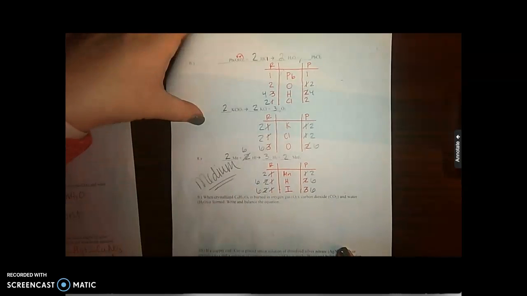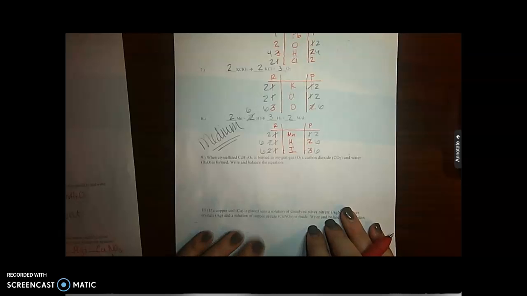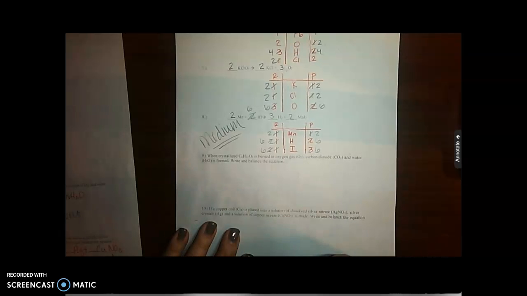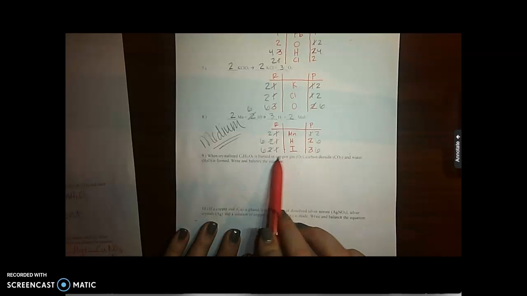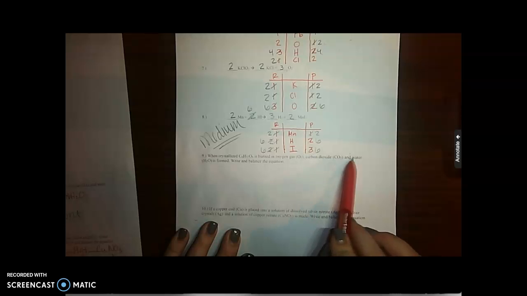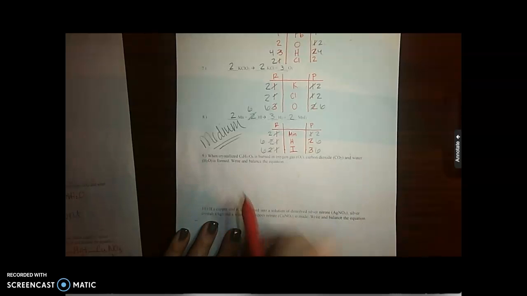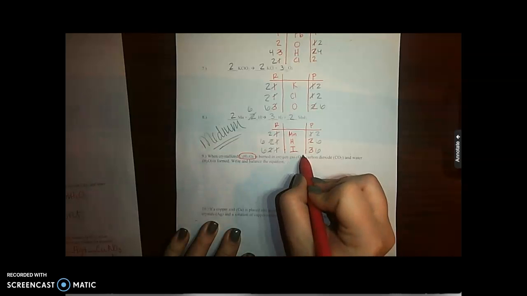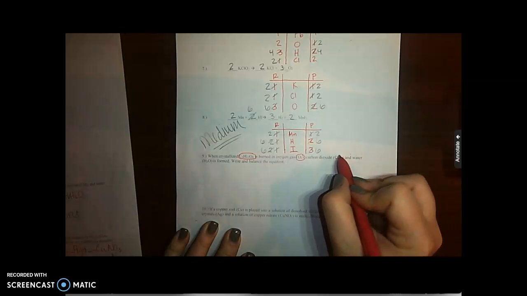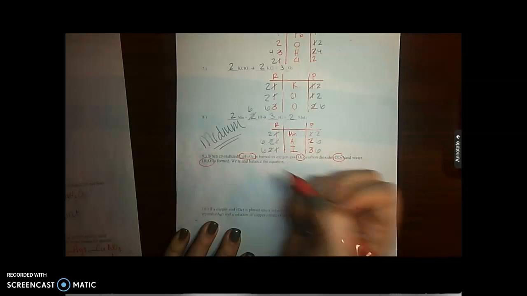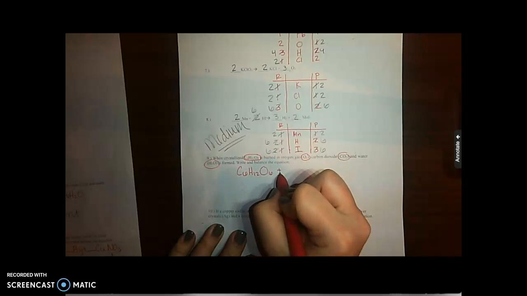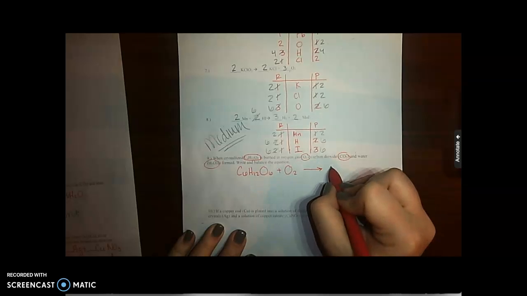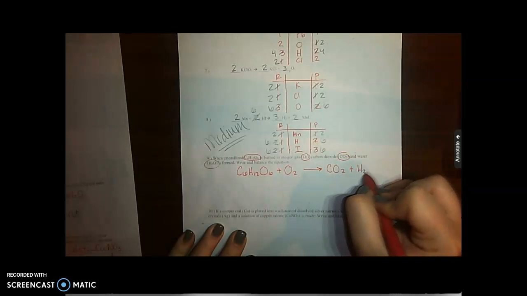All right, on your number 9, this is a word problem. They're super simple though. All you're doing is identifying your reactants and your products based off what you read. So it says when crystallized C6H12O6 is burned in oxygen gas, O2, carbon dioxide and water is formed. So that means this and this react together, and it yields this and this. So writing your new equation, you have C6H12O6 plus O2 yields CO2 plus H2O.